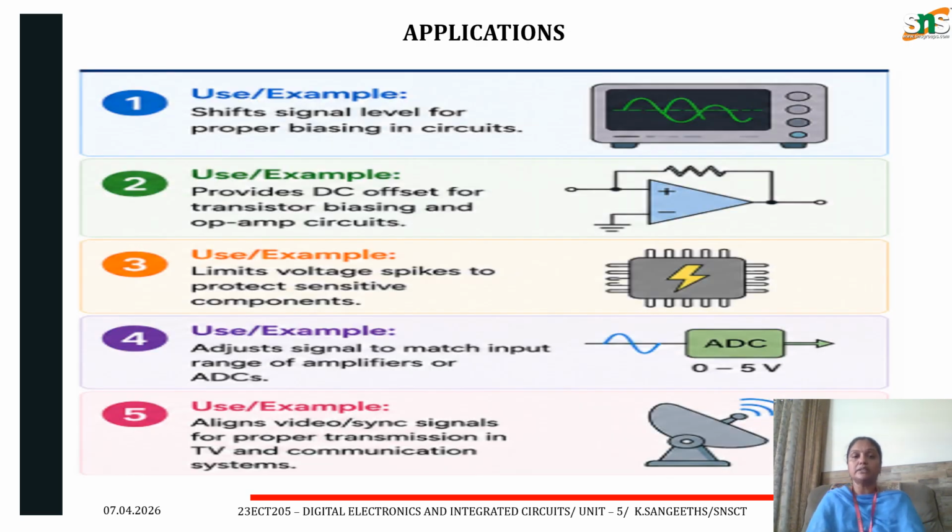And the next one is different types of applications, that is communication systems, and ADC, that is analog to digital conversion, the main applications of clamper circuit. It aligns video and signals for proper transmission in TV and communication system, and it limits the voltage spikes to the components for ADCs, and provides a DC offset for transistor biasing and operational amplifier circuit. So these are some applications of clamper.